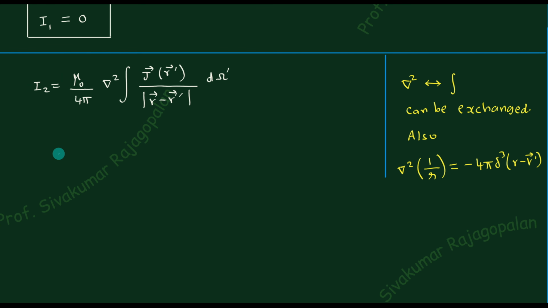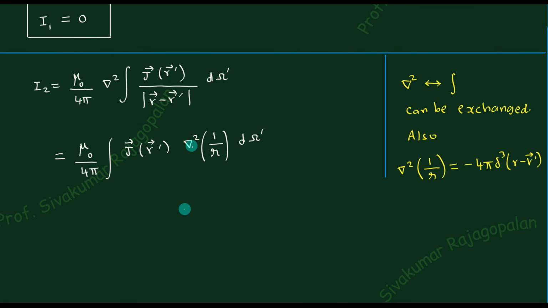Now let us substitute that here. First of all, I will write down the integral, and then put the del square as the second operator. So now I will put the del square operator of, inside the bracket, 1 over script r. Then you have a d omega prime.